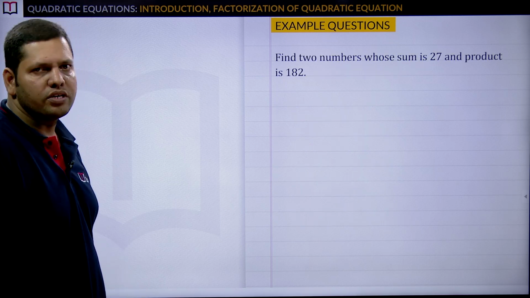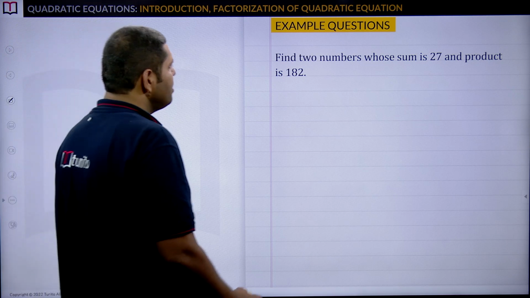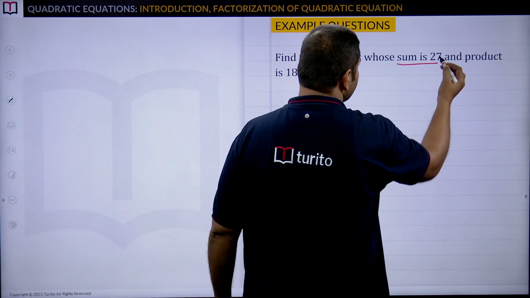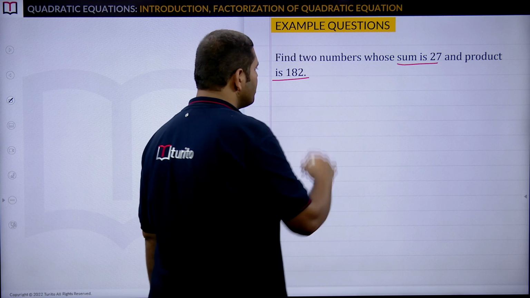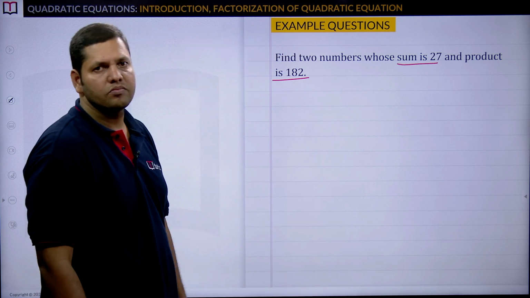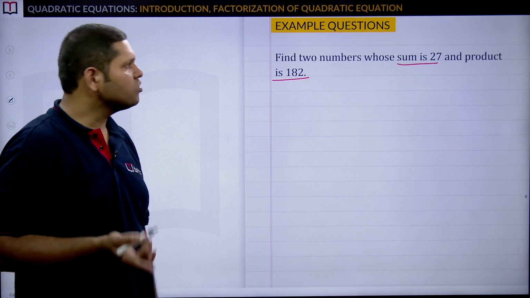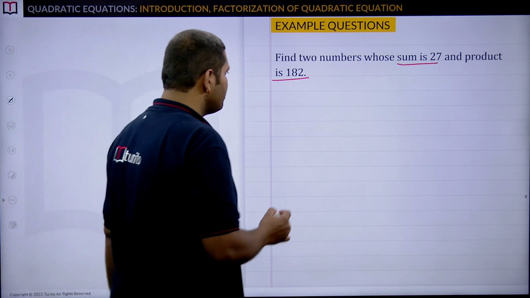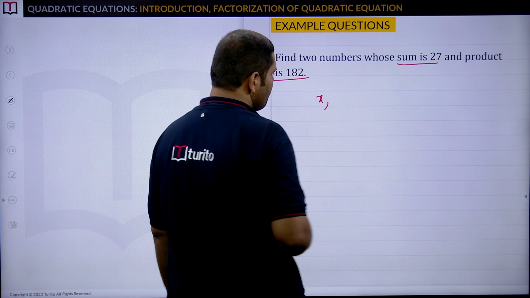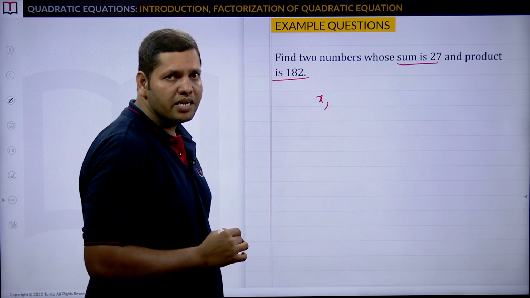Now children, look at this question here. It's a word problem. Find the two numbers whose sum is equal to 27 and product is equal to 182. Find the two numbers, children, whose sum is equal to 27. Children, I am taking one number as x. What is the other number, children? Can I say 27 minus x?